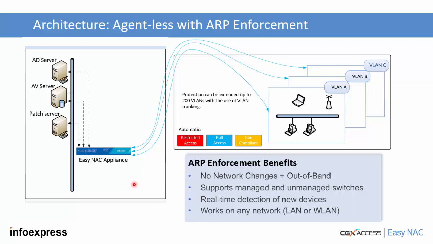As an agentless solution, the NAC appliance will log into AV and patch management servers to learn the compliance status of all the devices on the network, and then use this information to assign access based upon policies. Unknown devices will get restricted. Devices that are fully compliant with policies will get full access, and those devices that are non-compliant can be given limited access to the network. So now let's jump into the Kaseya integration.